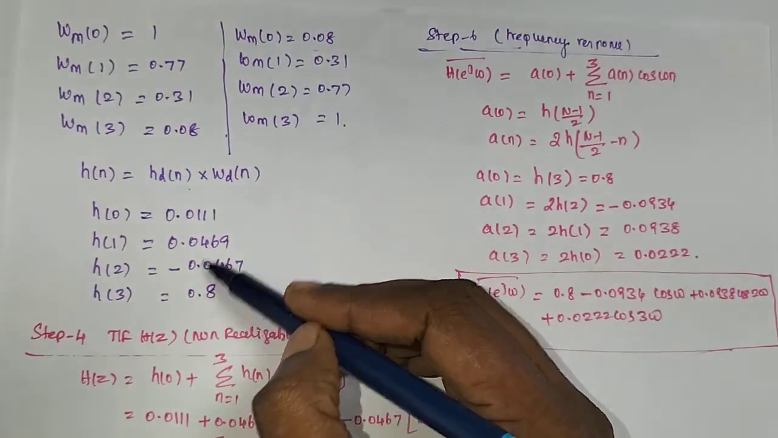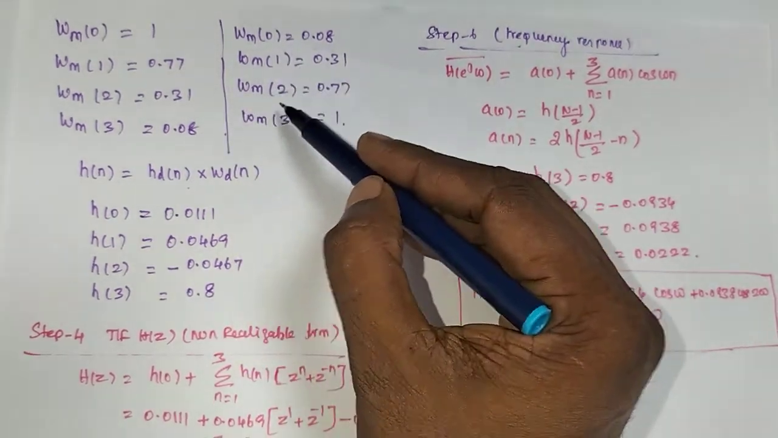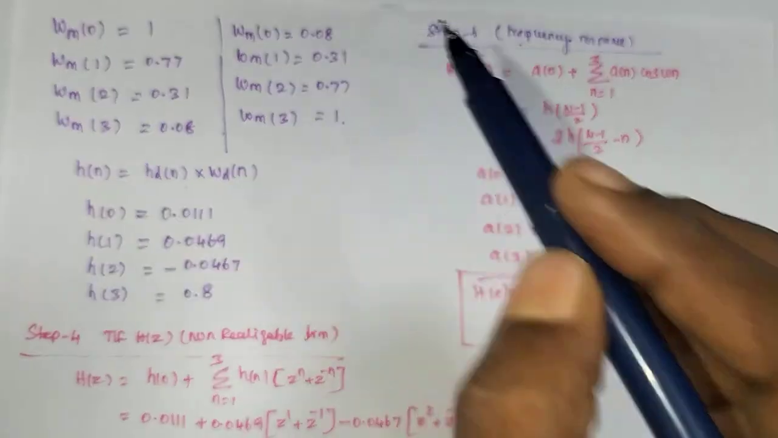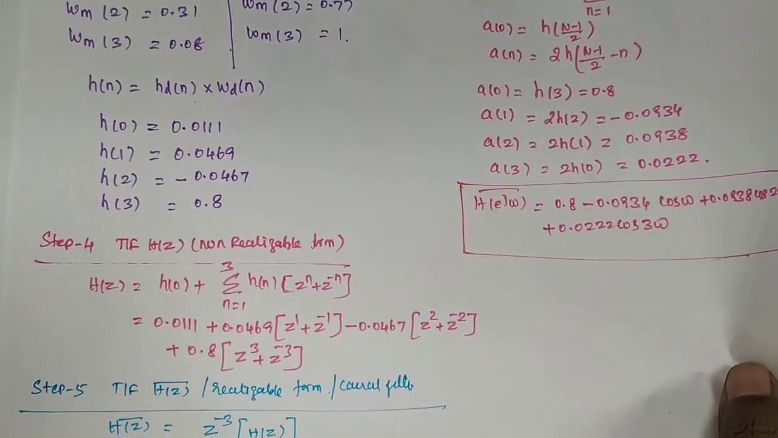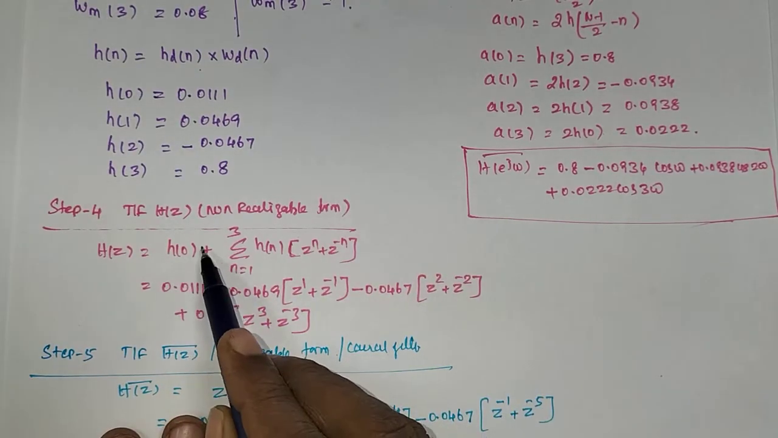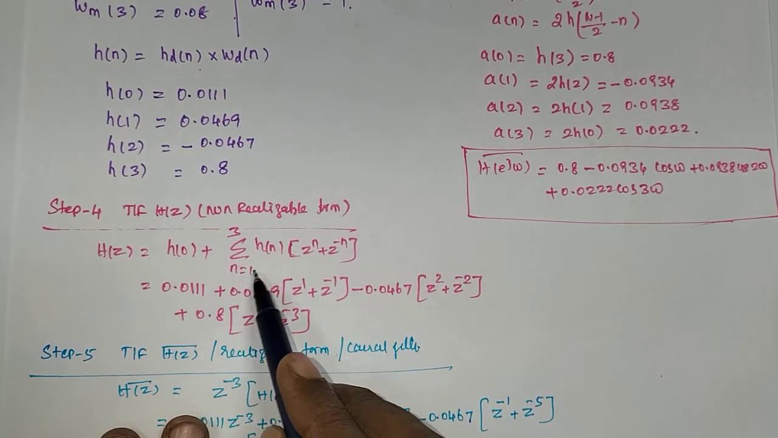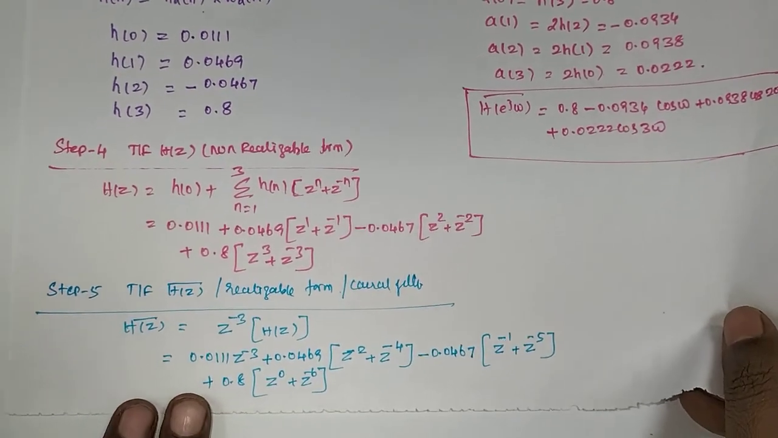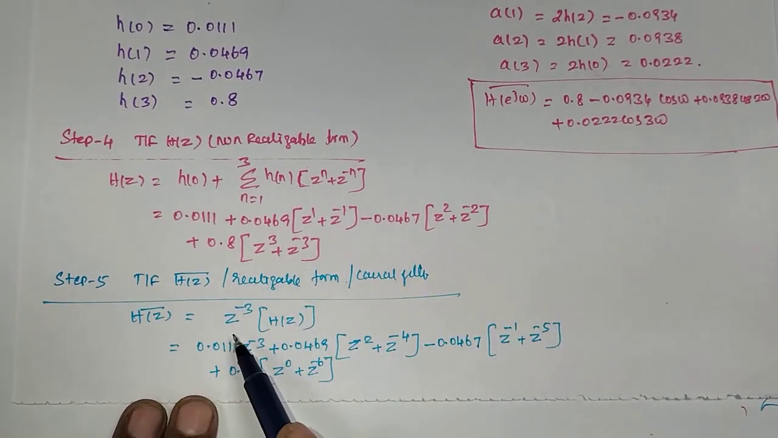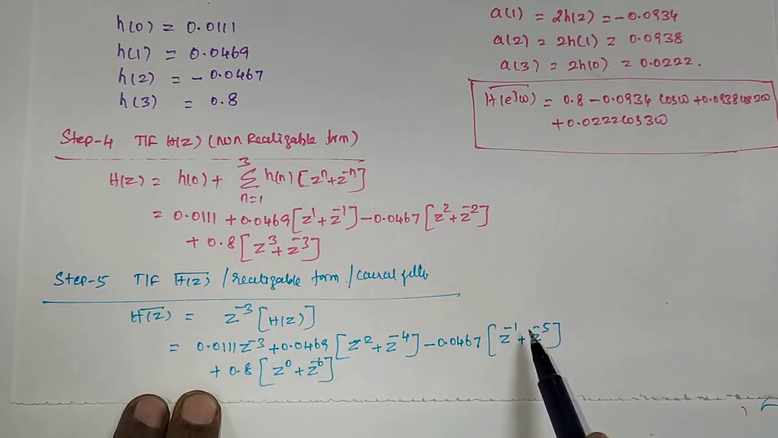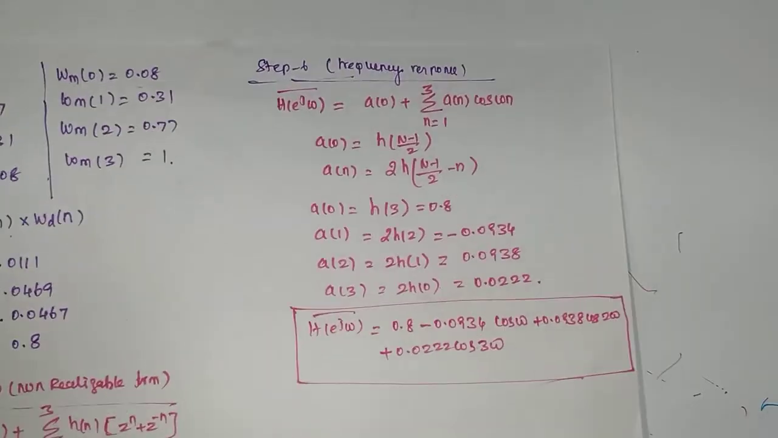Just multiply it. Don't forget to reverse the window coefficients if the filter is not ideal. So after multiplication, find the transfer function. Here for the non-realizable form, h of 0 plus summation n equal to 1 of h of n into (z power n plus z power minus n). And for the realizable form, multiply by z power minus (N minus 1)/2 into H of z. So this one is the transfer function which is in realizable form.